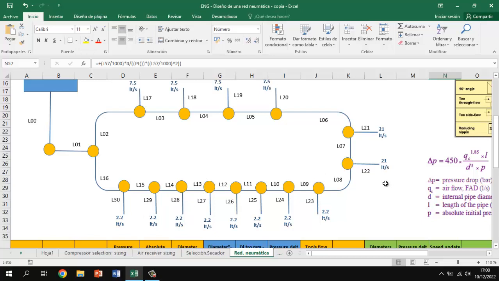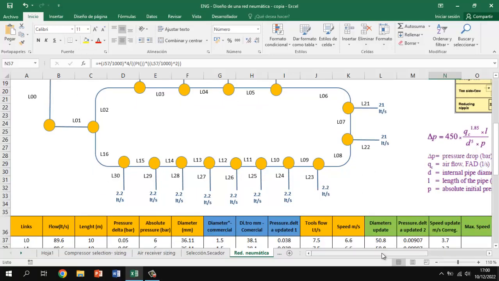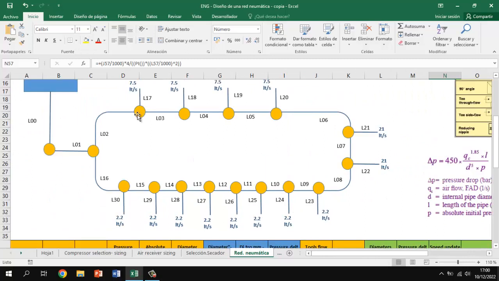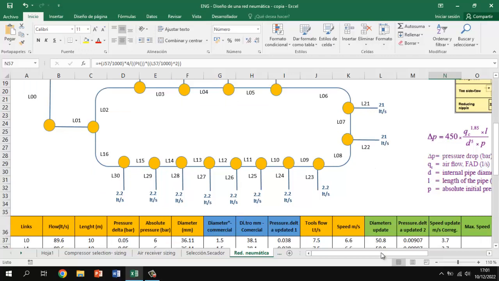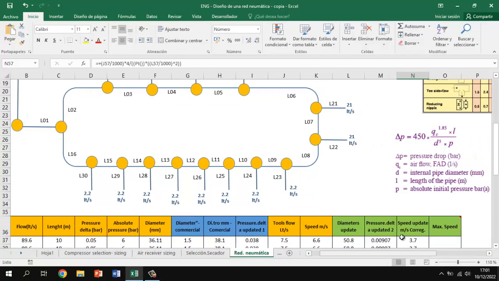So if you know that you need a receiver of 1000 liters, and you know that the internal volume of your distribution pipe is, I don't know, 200 liters, you just need 800 liters for your air receiver. That's better for you because you are saving money.